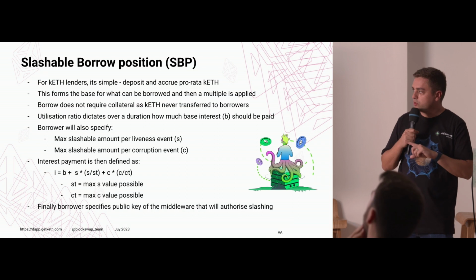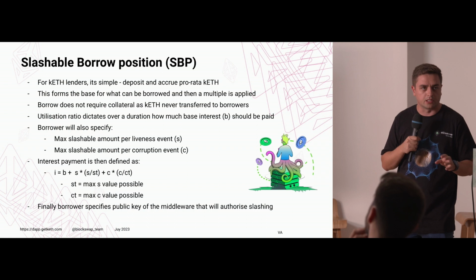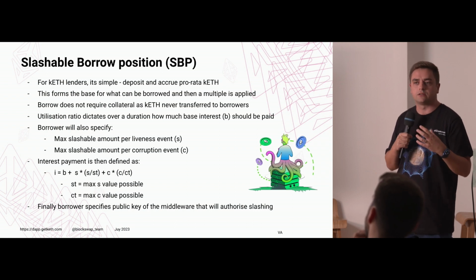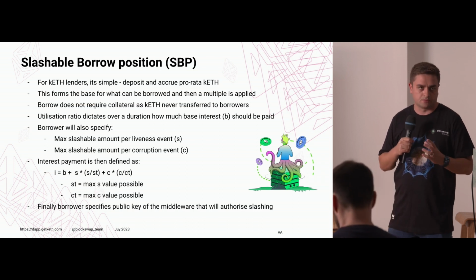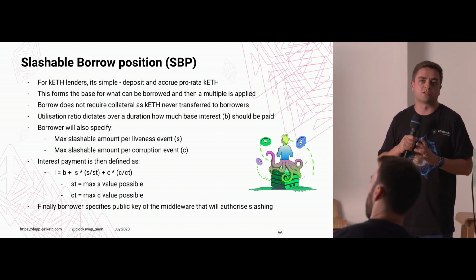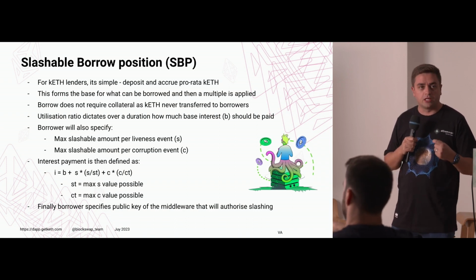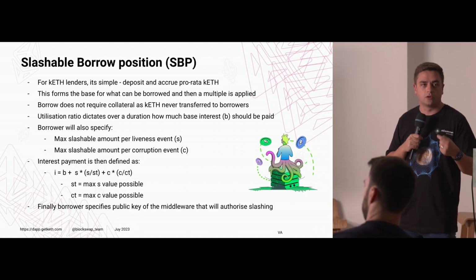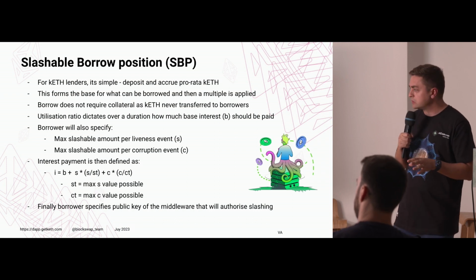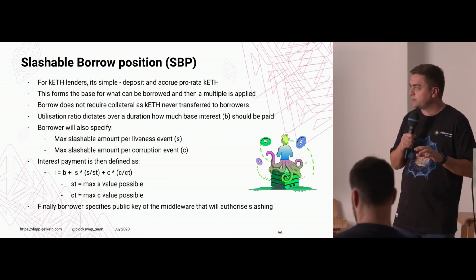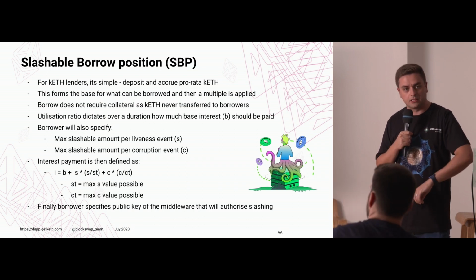Right. So how does a slashable borrow position get calculated? You're the borrower. You're taking out a position. Obviously, you're not going to receive any kETH, but you receive the ability to slash kETH if the software that you've asked validators to run is not being run as expected. So how much you need to pay in interest to the lenders in order to do this depends on some variables. So there is a base interest payment. The base interest payment is derived from utilization.